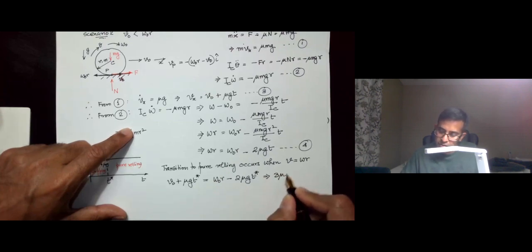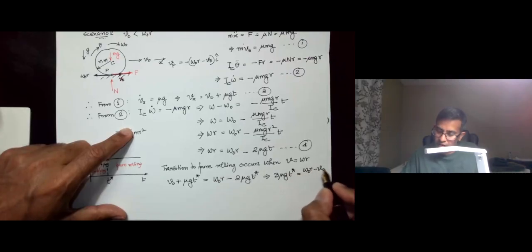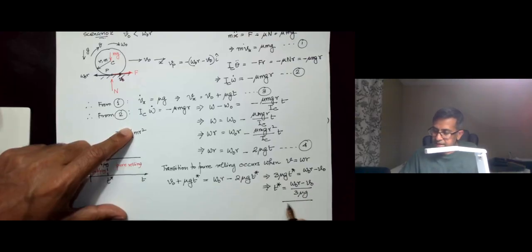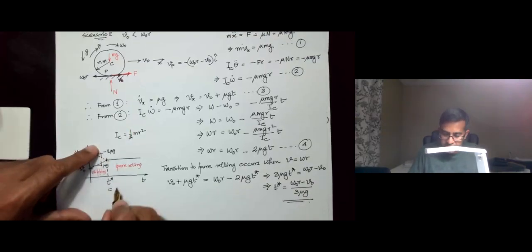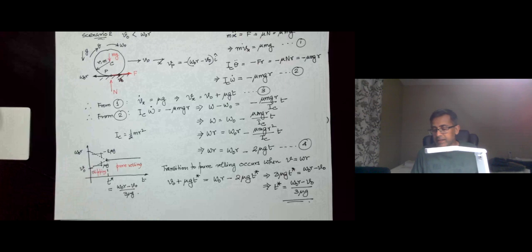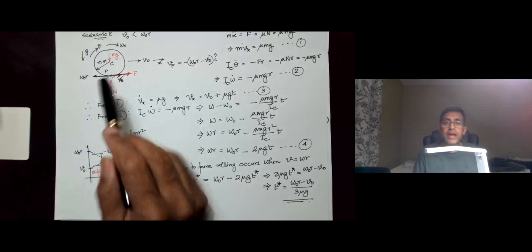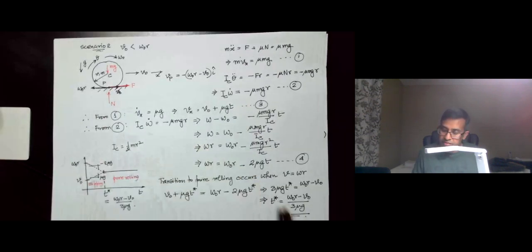We see 3 mu g t star is equal to omega naught r minus v naught. So therefore t star is equal to omega naught r minus v naught divided by 3 mu g. So it is at this instant that the slipping is going to stop and the disk is going to transition to pure rolling, and from this point on pure rolling will ensue.